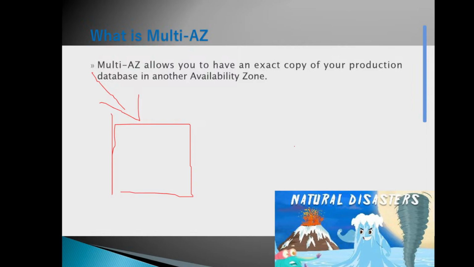What is Multi-AZ in RDS database? Multi-AZ is used to provide the backup, to prevent the loss of your database. In the case of system failure, in the case of your primary instance database going down, your application should not get impacted. What do you mean by your application should not get impacted?